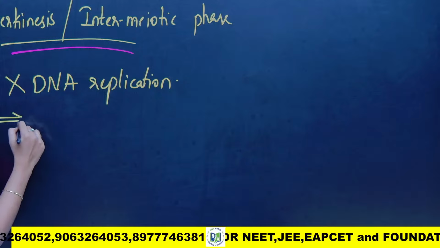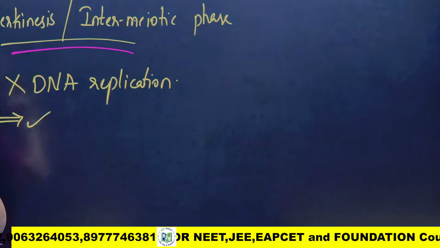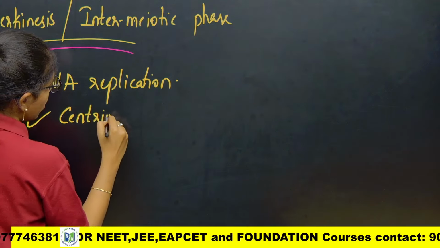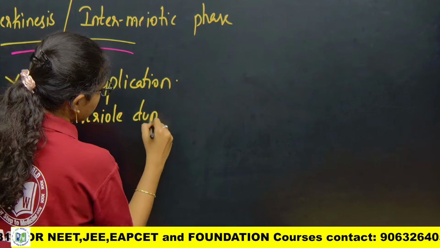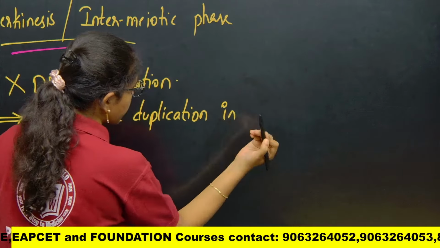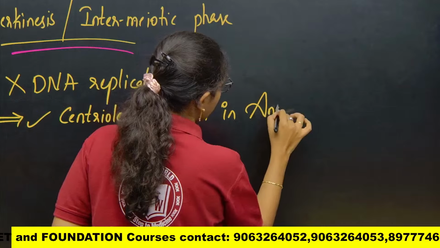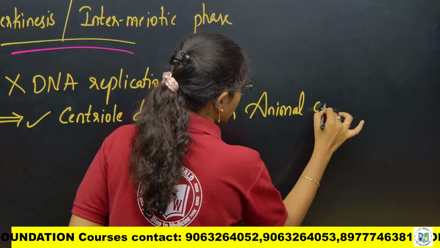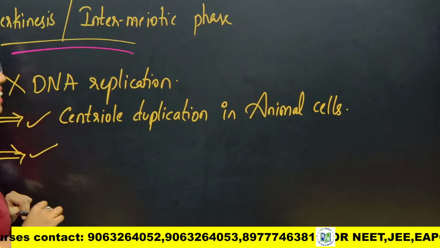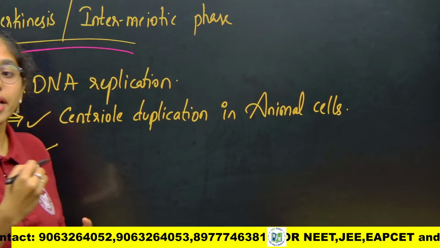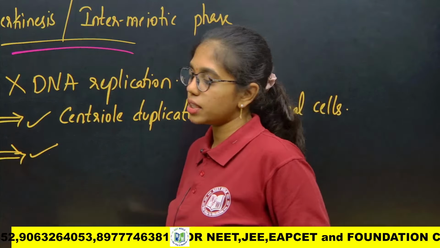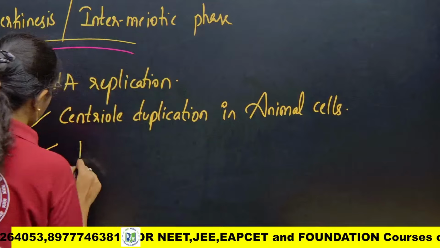But there is centriole duplication in animal cells. Fine. And there is one more event, that proteins and RNA, whichever are required for meiosis 2, are being synthesized in this intermeiotic phase.